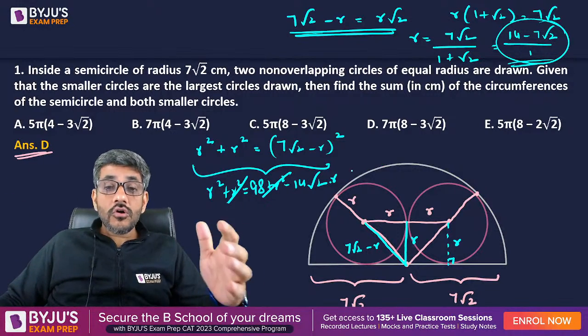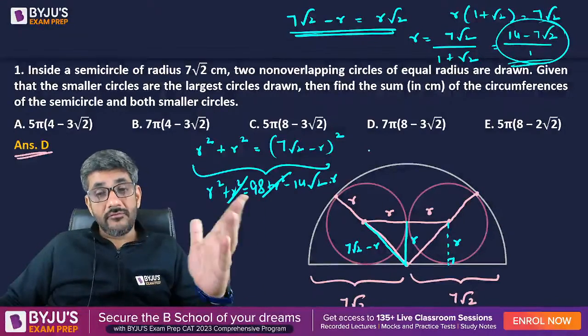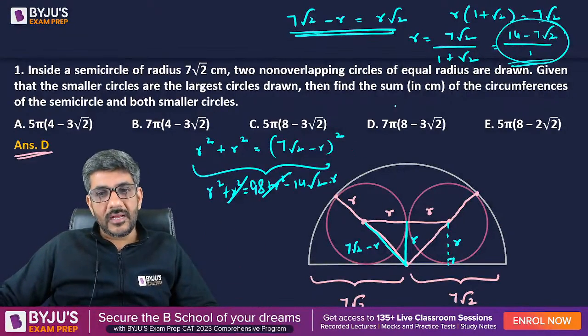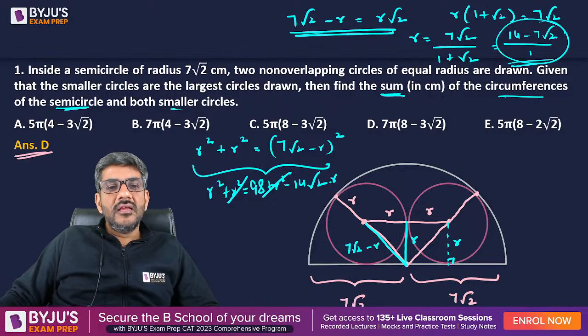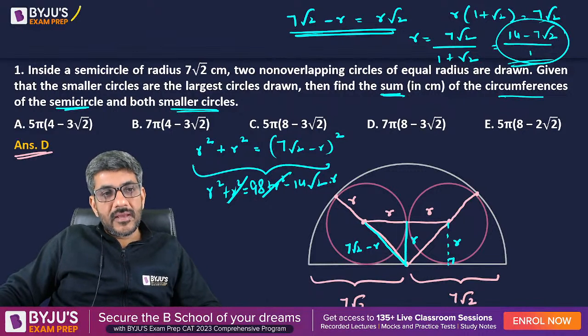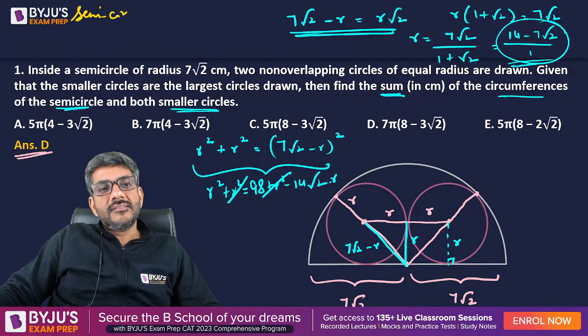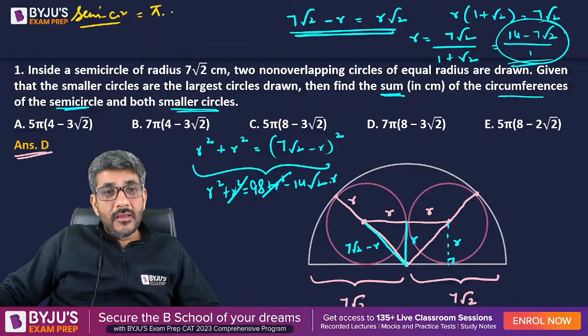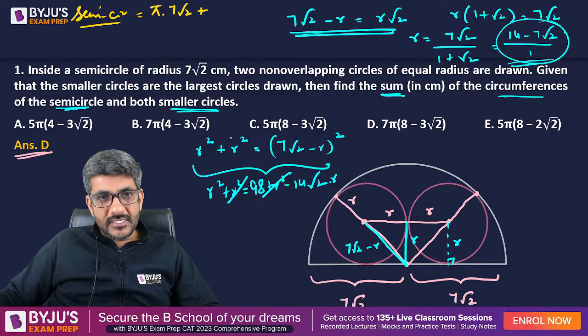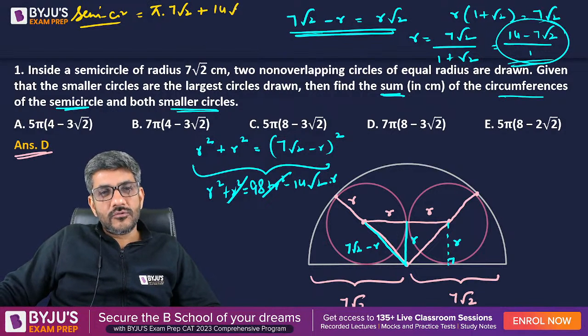But it's a long question, it's still not finished. We got the value of r. What is the question asking? Find the sum of the circumference of the semicircle and the smaller circles. Now, what is the circumference of the semicircle? Let's talk about that first. The circumference of the semicircle is pi into r plus the diameter, which is equal to 14 root 2.